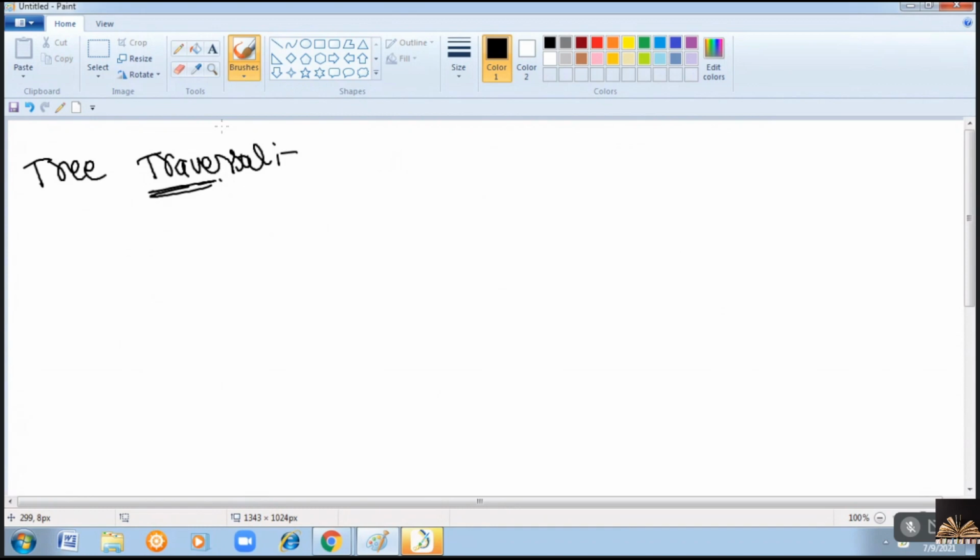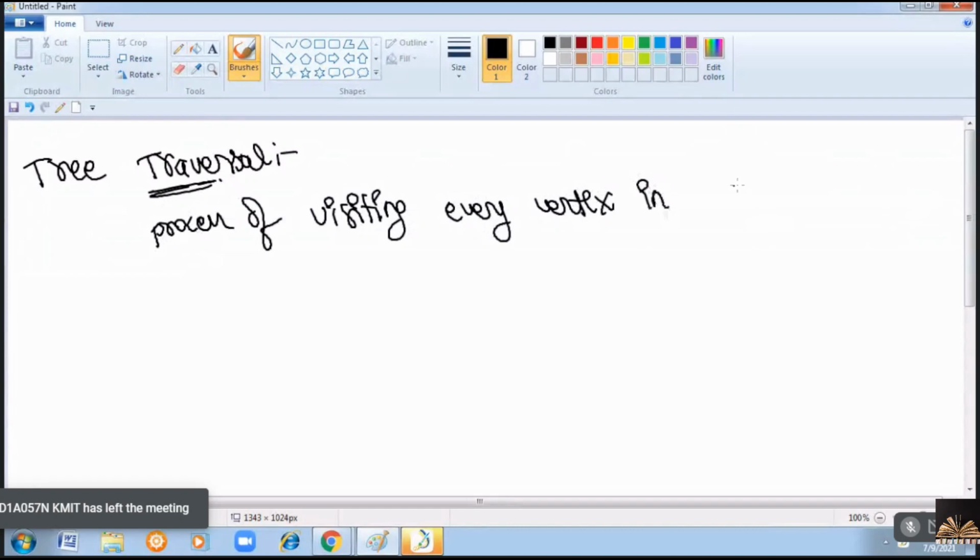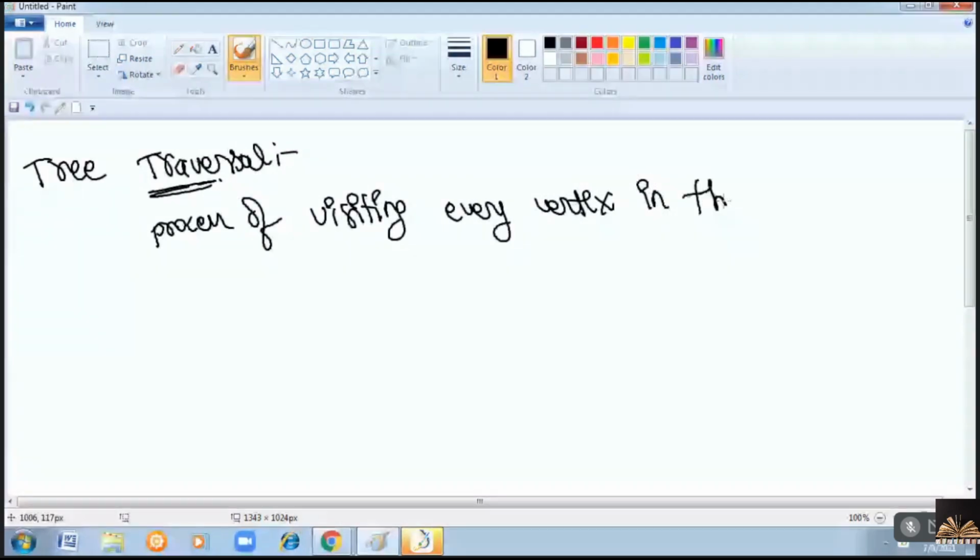Tree traversal. So what does tree traversal mean? It is the process of visiting every vertex in the rooted tree. Clear?